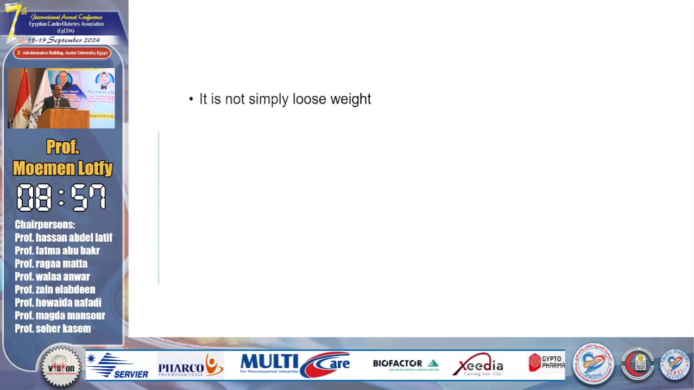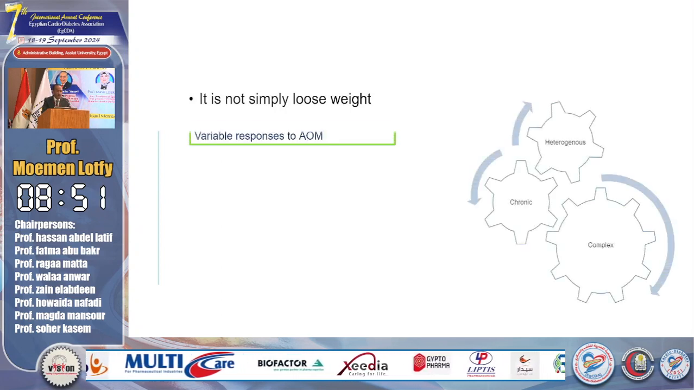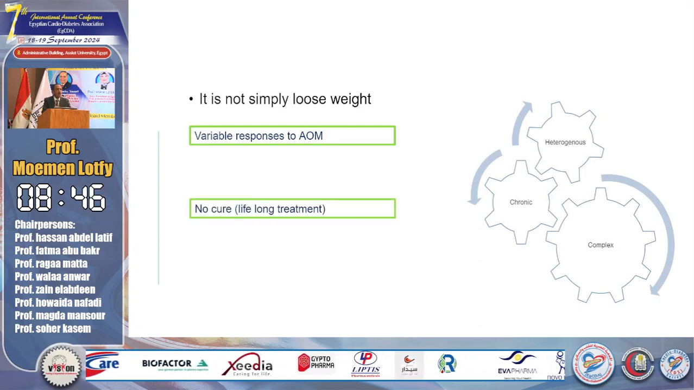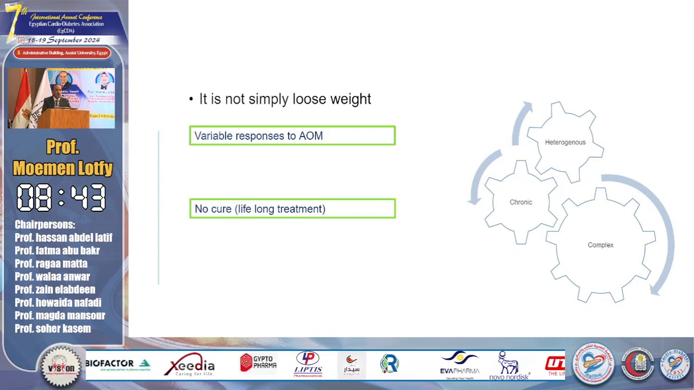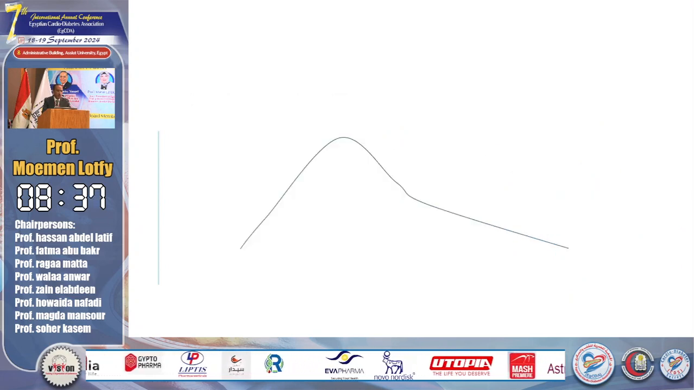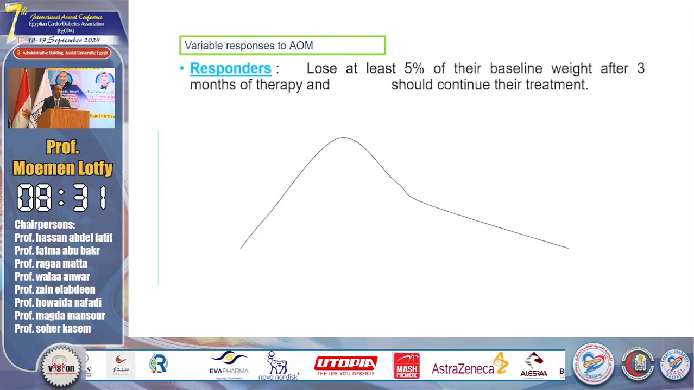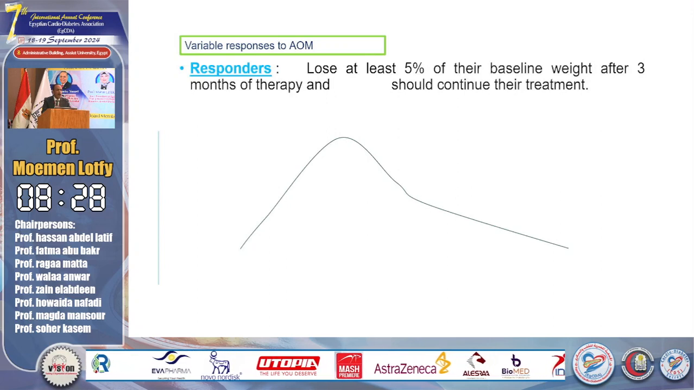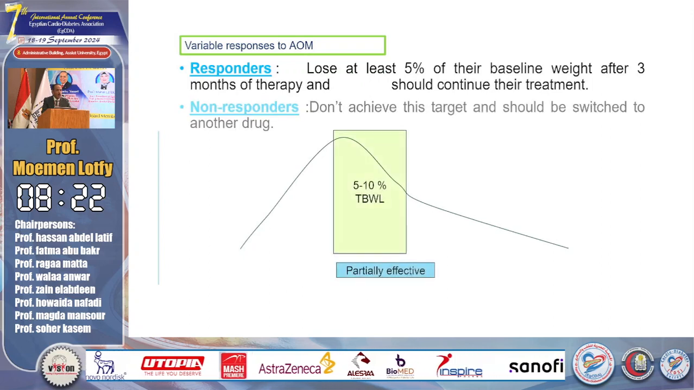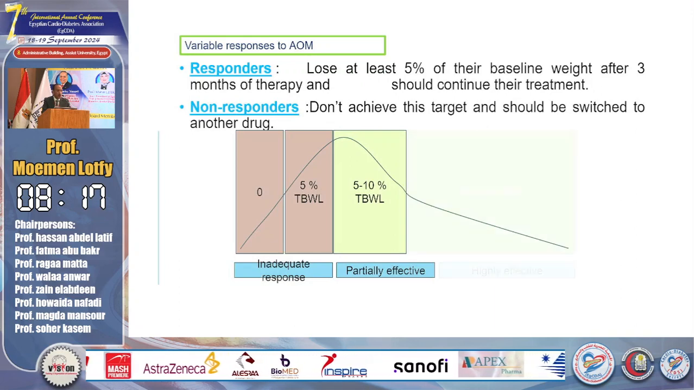Therefore, management is not simply loss of weight, not simply exercise. Why? Because obesity is a heterogeneous disease resulting in variable response to anti-obesity medication. It is a chronic disease like hypertension and diabetes, requiring lifelong treatment, and there is no cure. And also, it is a complex disease, almost always requiring combination therapy. Who is the responder to obesity treatment? Responders are those who lose at least 5% of body weight after 3 months of treatment, and they must continue in treatment. Non-responders would not achieve these targets and require a change of obesity treatment.